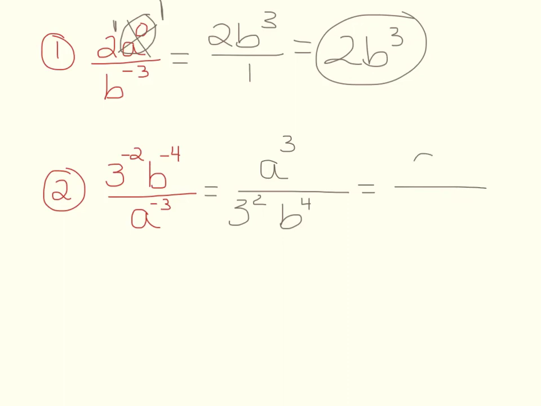Okay, and one last step here. a to the third does not simplify at all any further. b to the fourth doesn't simplify any further. But 3 to the second, if you remember when we first started this video, is 3 times 3, which is equal to 9. So really that just becomes a 9 on the bottom there. And there would be your answer.